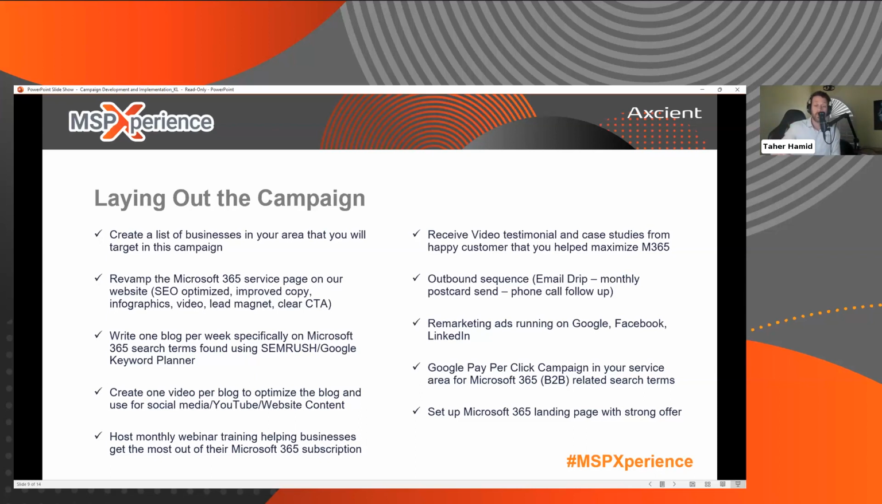We're going to revamp our Microsoft 365 service page on our website, something that is often overlooked. If we're about to run a campaign, we better make sure whatever we're running that campaign on, the page looks awesome. What if people are landing on our site and it sucks? Most MSP websites are static. They actually look pretty good nowadays, but they're static. They never get updated. They never get changed.